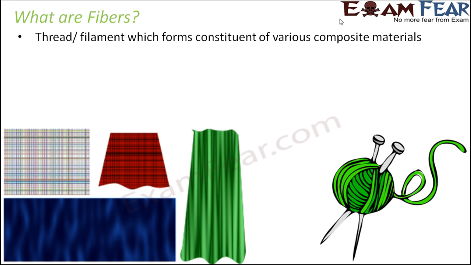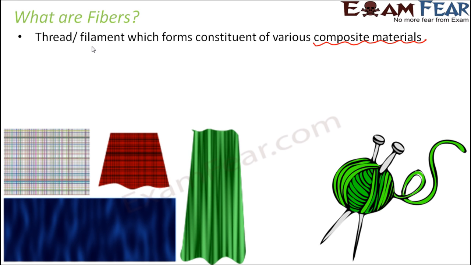Now, when I say these fibers form a lot of composite materials, what do we mean by composite materials? These materials could be textiles like clothes. They could also be vegetable fibers. These are thread-like natural or synthetic strings.